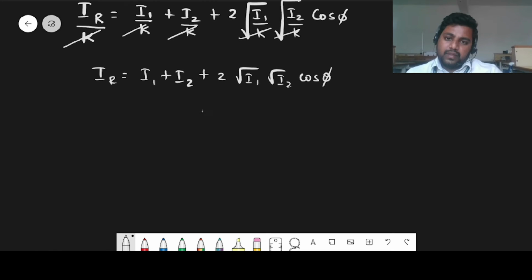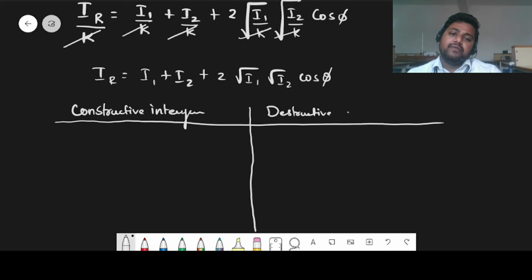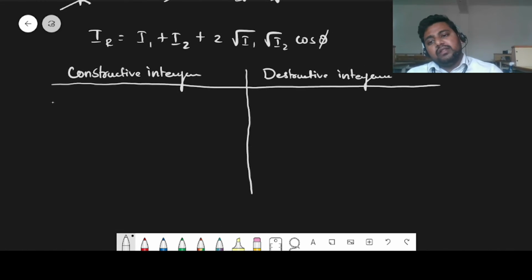If you want constructive interference, the point where we are saying that it will be maximum, we deem it as constructive interference, and we will have a destructive interference. So now, if you want to understand about constructive interference, the amplitude should be maximum and intensity should be maximum. Destructive interference, amplitude will be minimum and intensity should also be minimum.